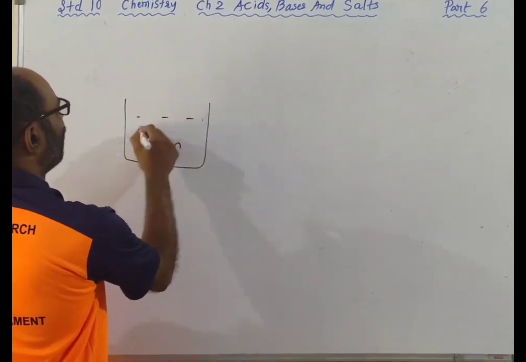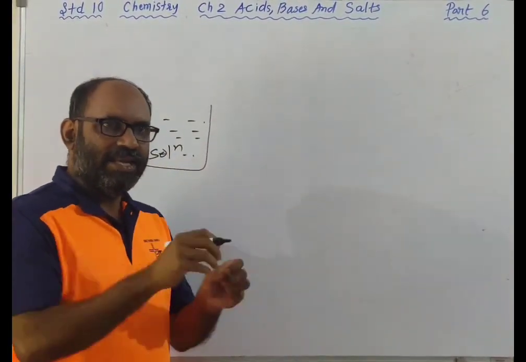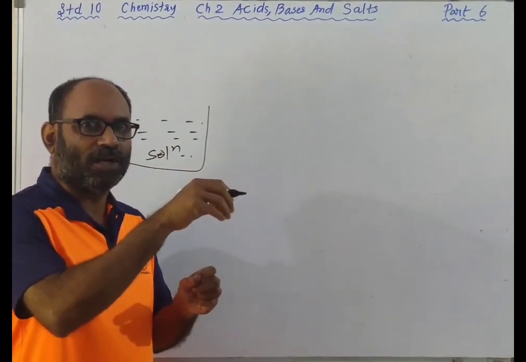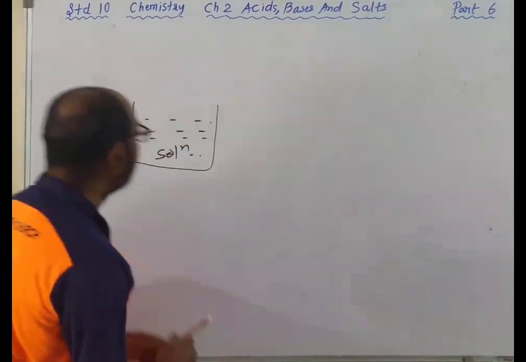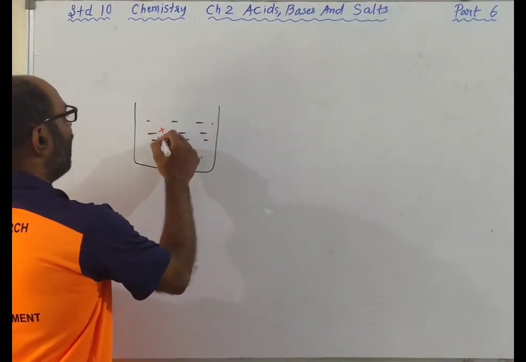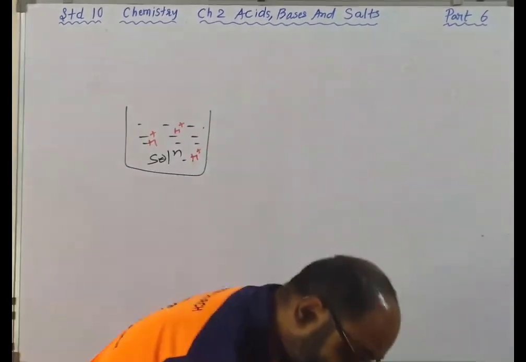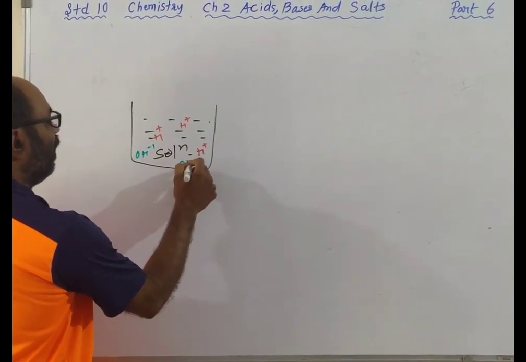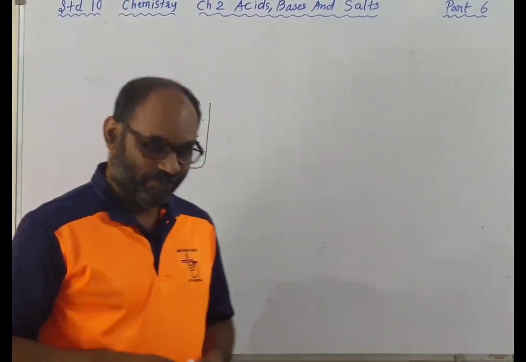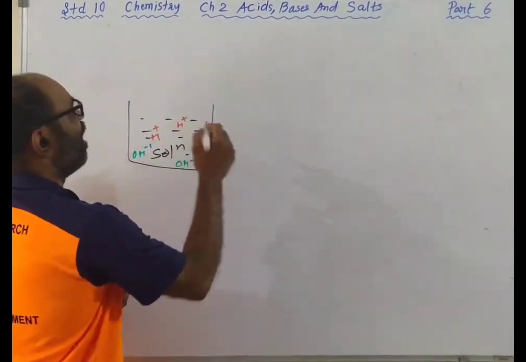ये एक solution है. Alright. That is adding soluble substance in water. So solution is prepared. In this, there will be H plus as well as OH minus. Both the types of ions will be there.